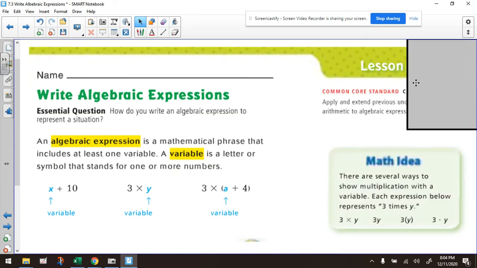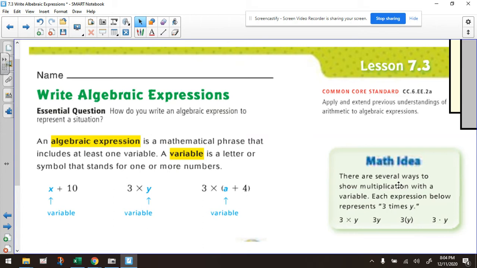Now, some things you need to know. There are several ways to show multiplication with a variable. Each expression below represents 3 times y. So we can show it with a 3 and then the multiplication symbol with the y, which, by the way, once we start getting into algebra, this is not the preferred way to write it. The reason why is because this can often be misinterpreted as another variable, x, which is commonly used. So we try to get away from that whenever we're working variables into anything.